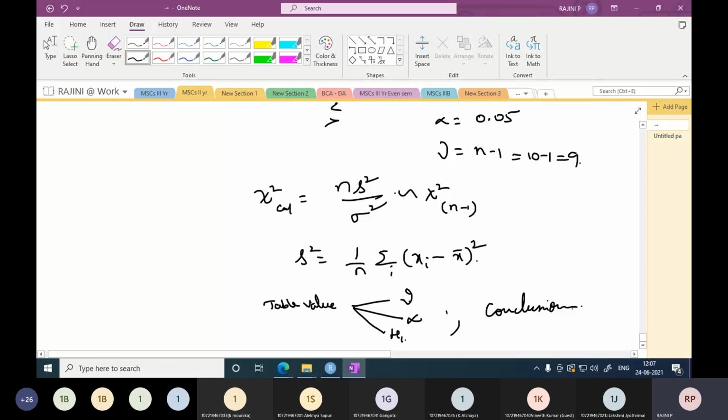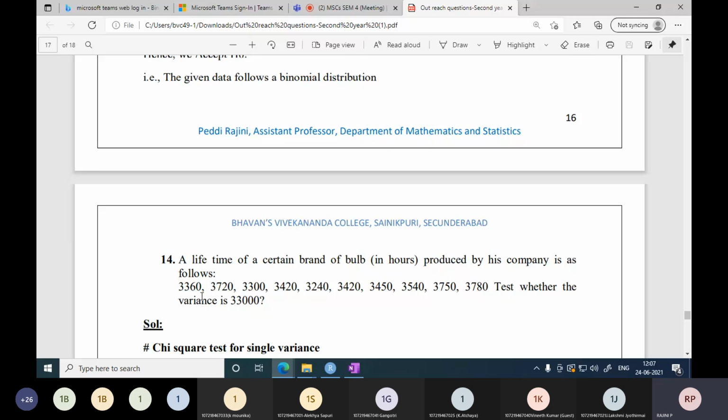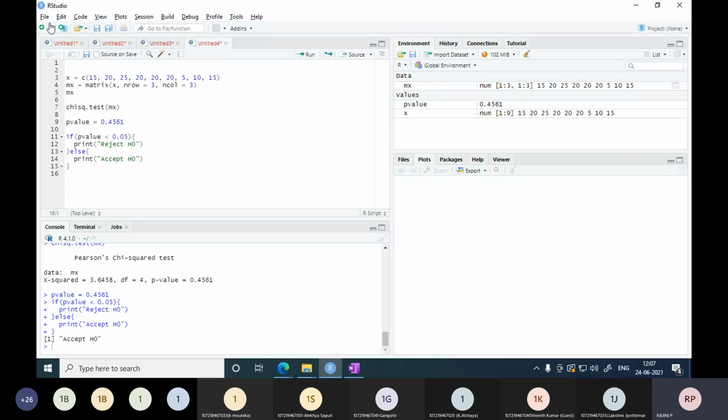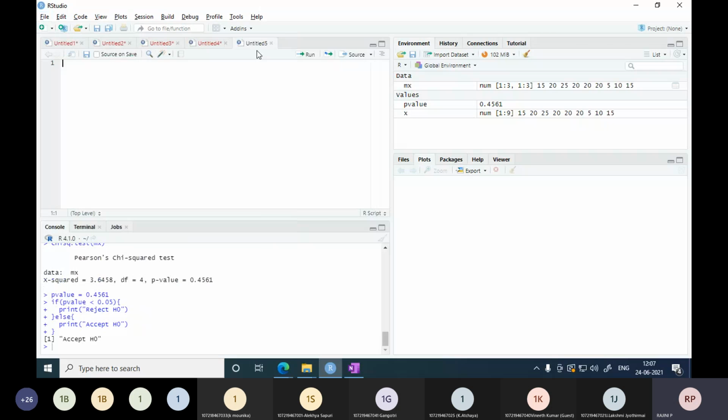Now move to R programming. First, see the data. Here we have raw data, right? They did not give you the small s square value. This is raw data. So for the single variance in R programming, we are not having any inbuilt function. So we'll check what data we have. This is the data.